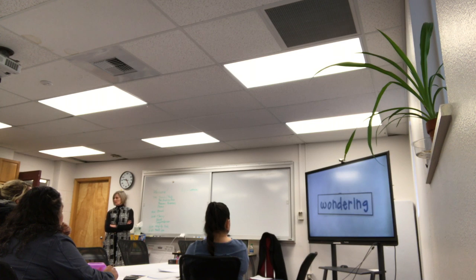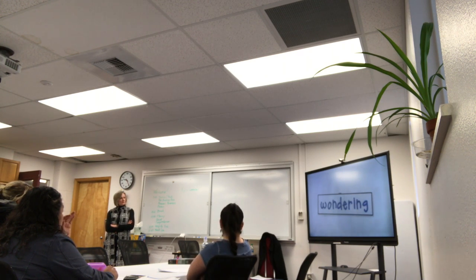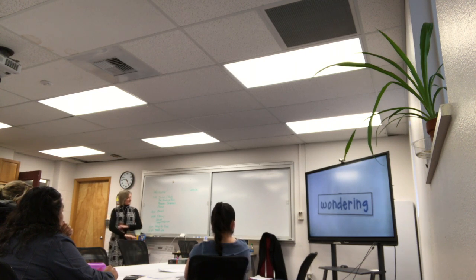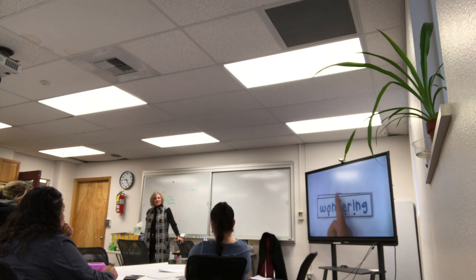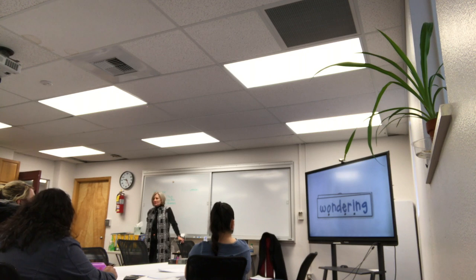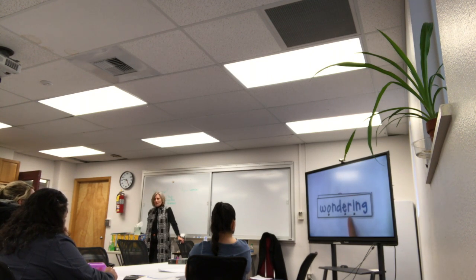In my next word, I have the O, E, and I. So 3 vowels means there's going to be 3 syllables. In between 2 of my vowels are 2 consonants. So I'm going to draw my line of syllabication between the N and the D. But I also notice that ER is an architectural spelling, and that means that it needs to stay together. So I'm going to draw my line of syllabication after the R. Wonder-ing. Wondering.